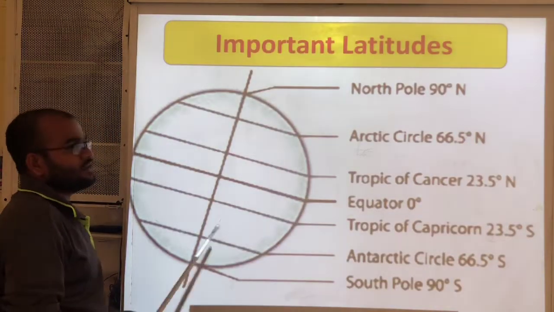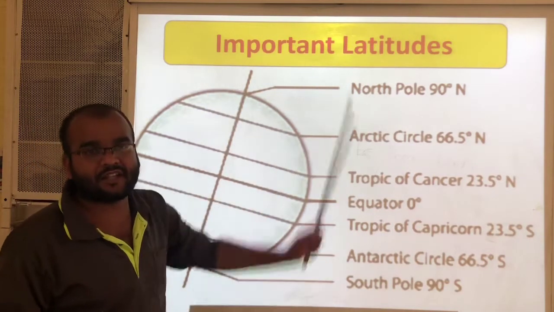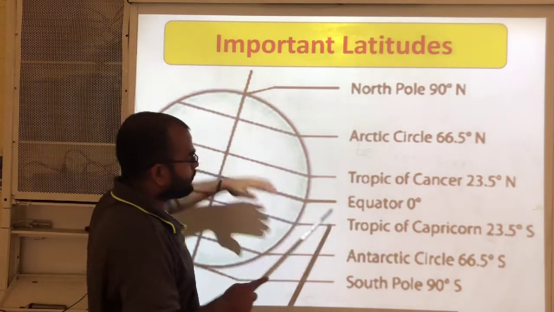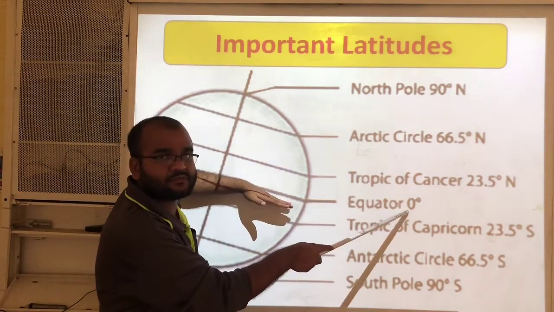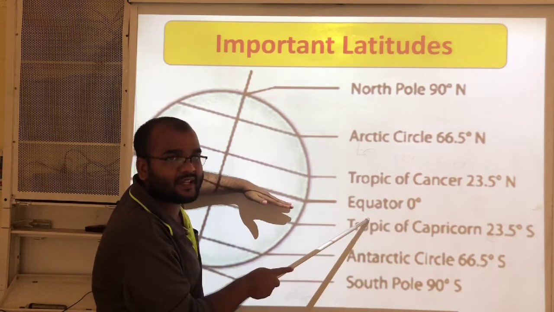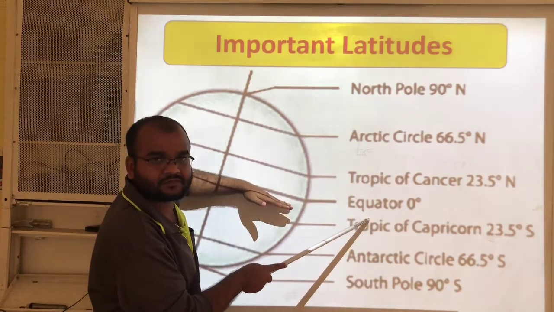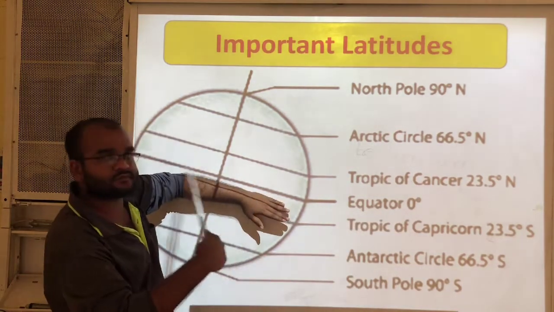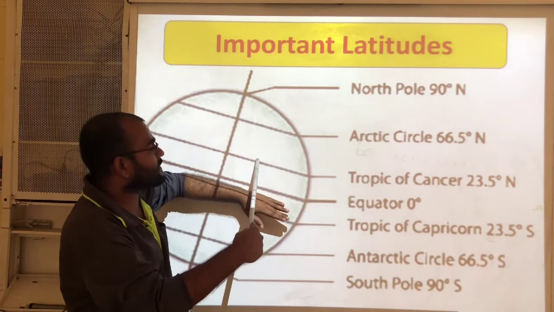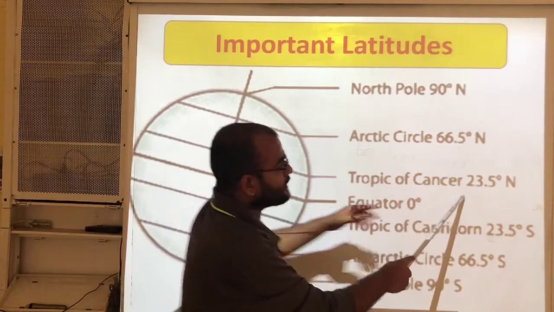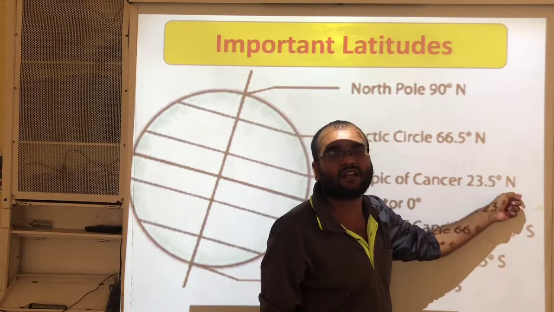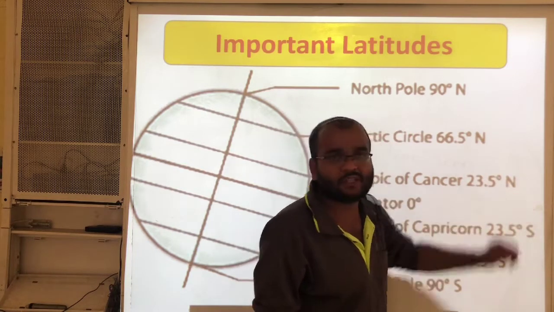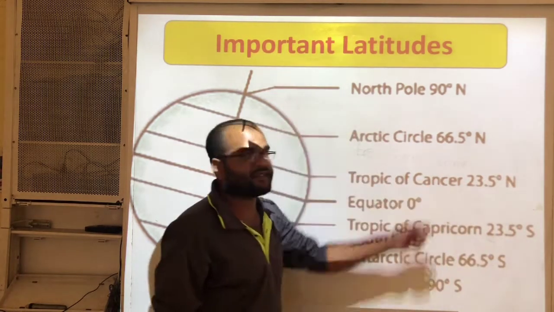Next, let's see some important latitudes on the globe. First of all, let us start with the 0 degrees latitude. This 0 degrees latitude is called the equator. Above this, one more important latitude, 23.5 degrees north latitude. 23.5 north latitude is called the Tropic of Cancer.